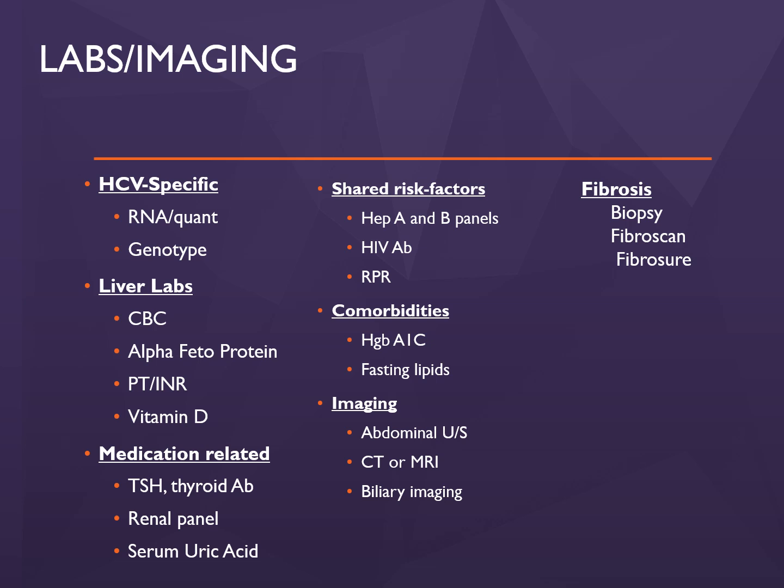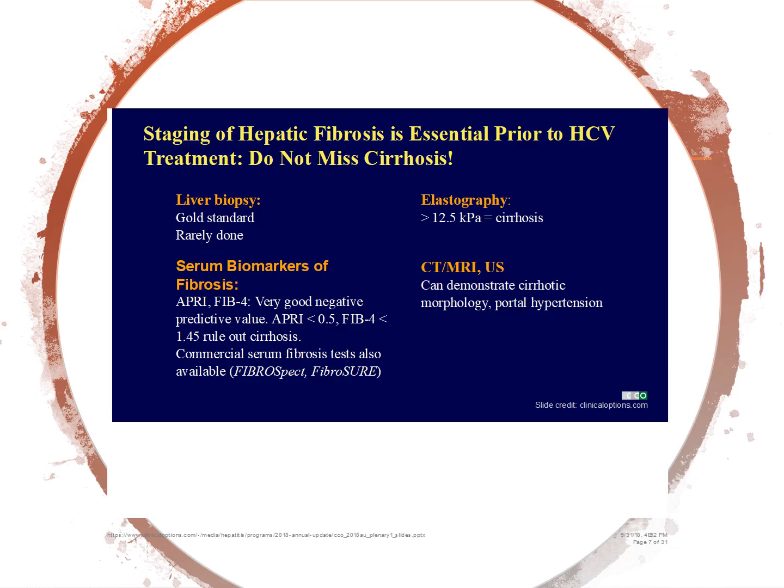The FibroSure is a lab test that can do the same thing. The difference with the FibroSure is that it's collected through blood, and then you can interpret if there's cirrhosis or not. The FibroScan and the FibroSure are much less invasive than a biopsy, which has higher risk for bleeding and pain, and the complications from a biopsy are much more than from a FibroSure or FibroScan.